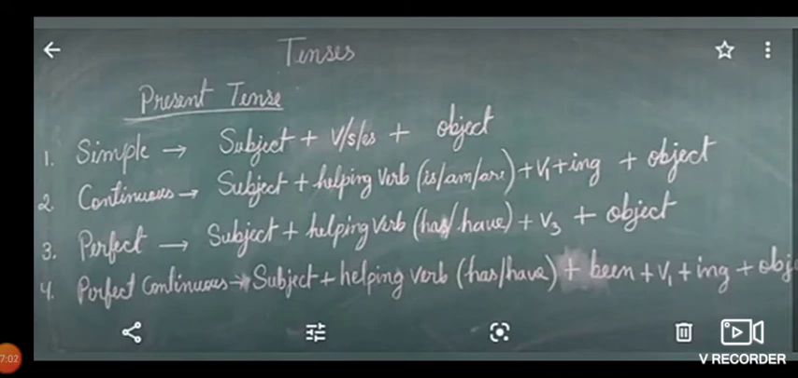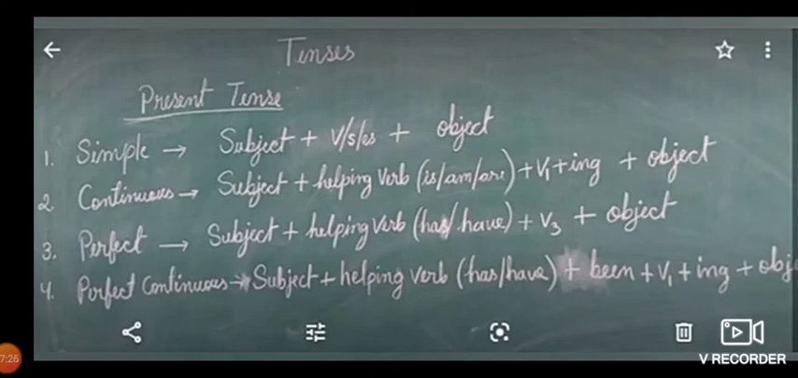That is your object. Now, if I say subject, she, helping verb is, then verb in ing form, writing a letter. Letter becomes your object. Rahul is eating an ice cream.